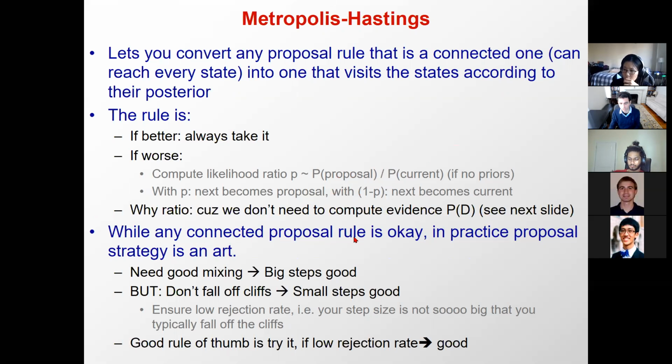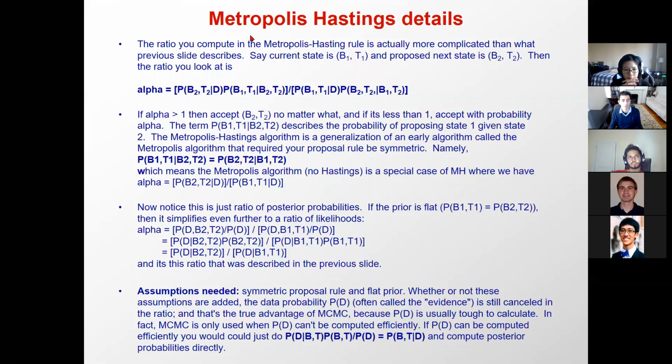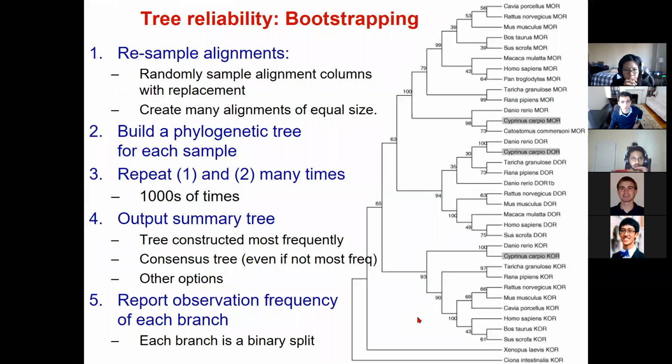So while any connected proposal rule is okay, in practice, the proposal strategy is an art, and you need good mixing, where big steps are good, but you also don't want to fall off the cliffs, so small steps are good. So you want to ensure a low rejection rate so that your step size is not so big that you typically fall off the cliffs. A good rule of thumb is to try it, see if the rejection rate is low, and then it's good. So you compute that ratio, and according to that ratio, you make the specific decision of keeping it or not.